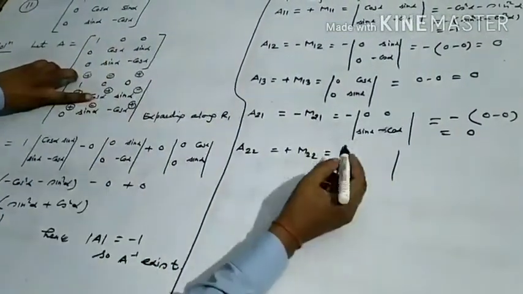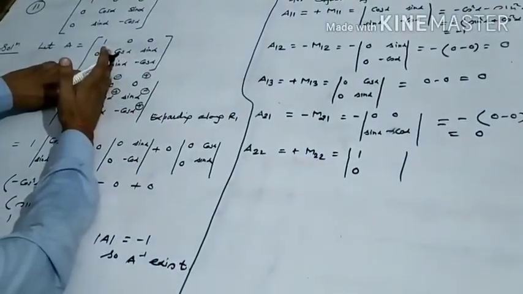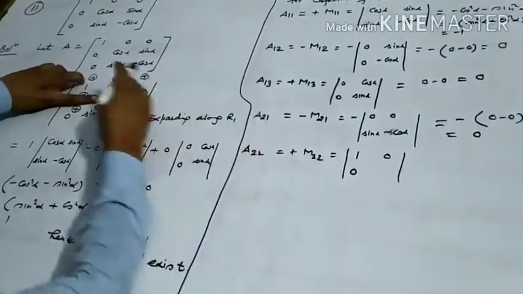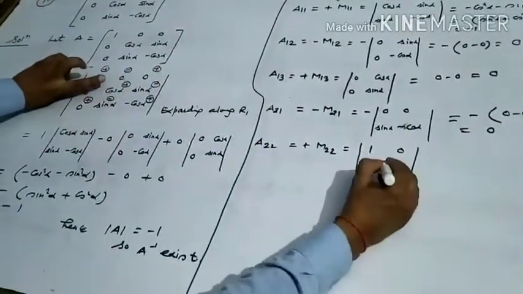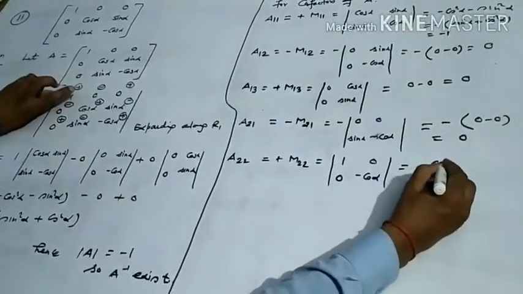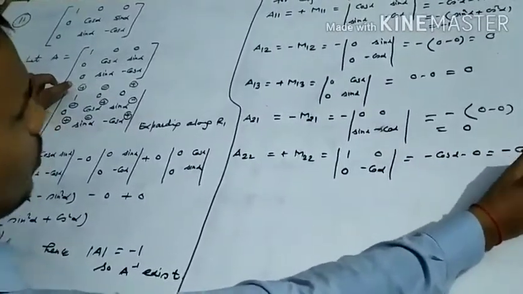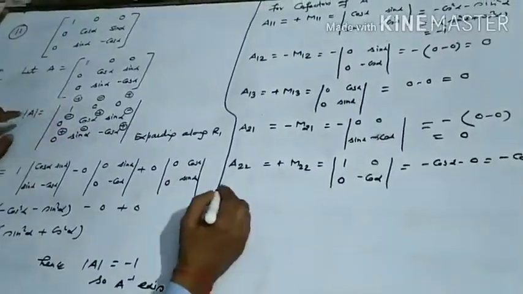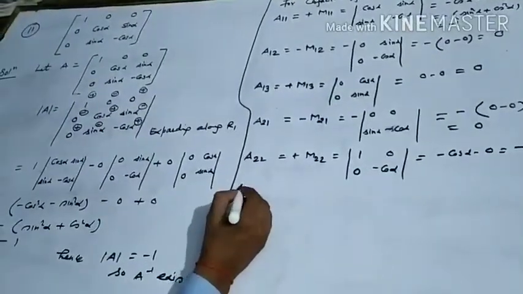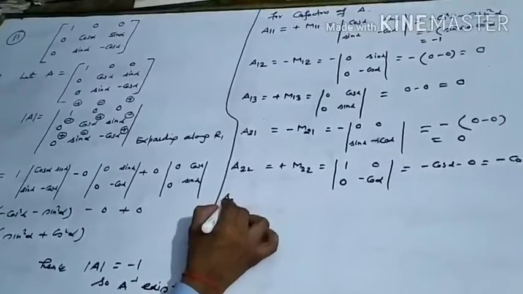Then what is the remaining? 1 0, and here you have to see this is the 0, and then after this is the minus cos alpha. This is the minus cos alpha minus 0, or simply this is the minus cos alpha. Now the cofactor of the element of the second row and third column.